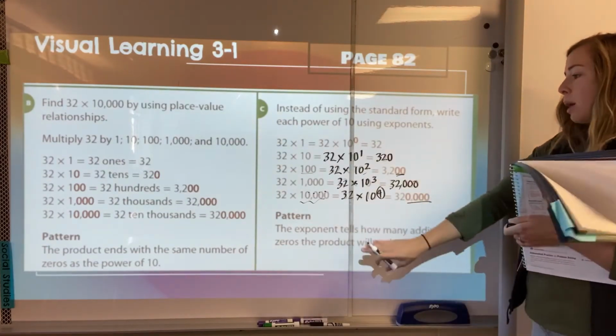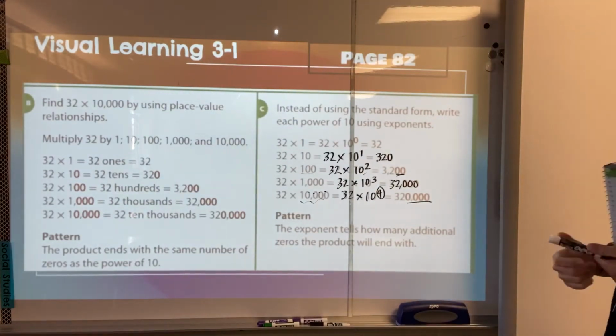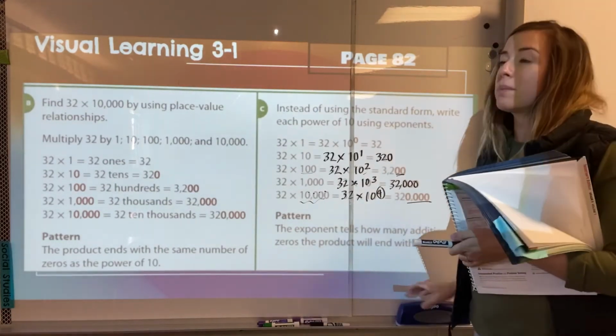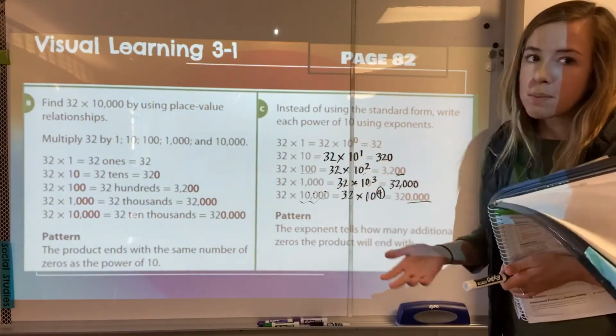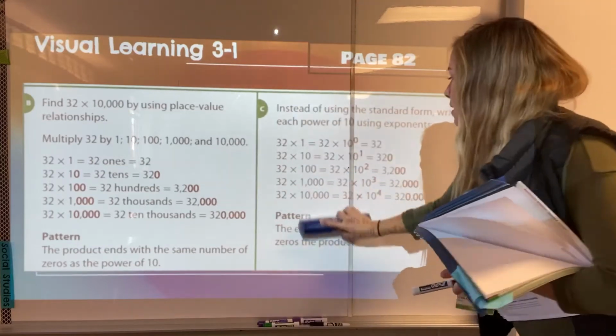So our pattern here is the exponent tells how many additional zeros the product will end with. So really today we are adding zeros. And when you're adding the zeros, you're really multiplying it by those powers of 10, but that can be the pattern that you start to notice.